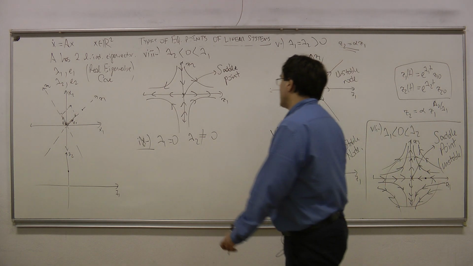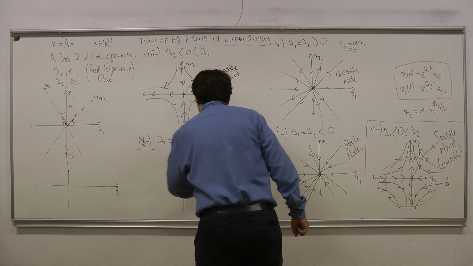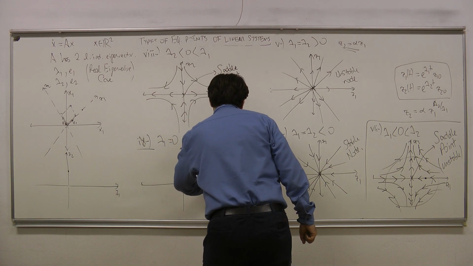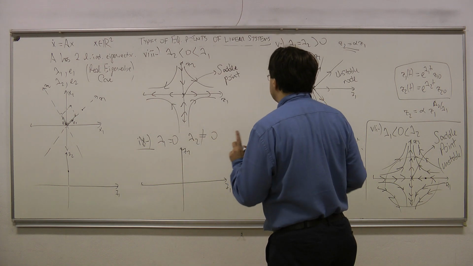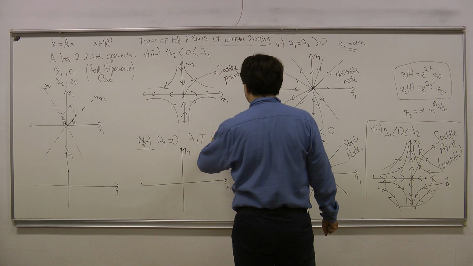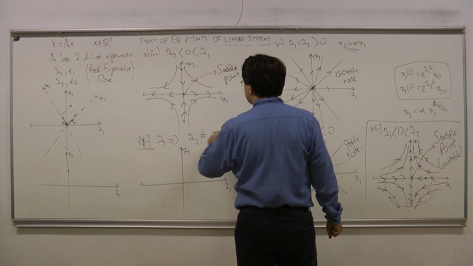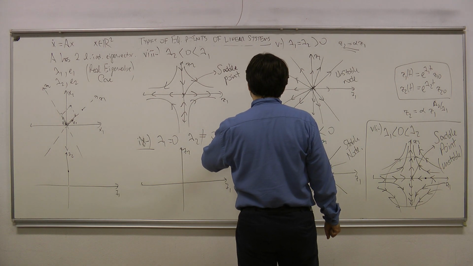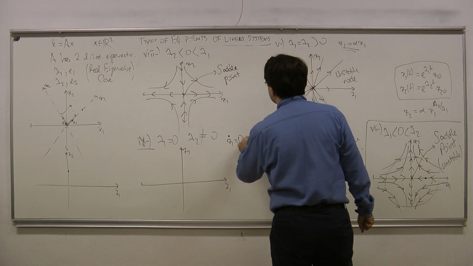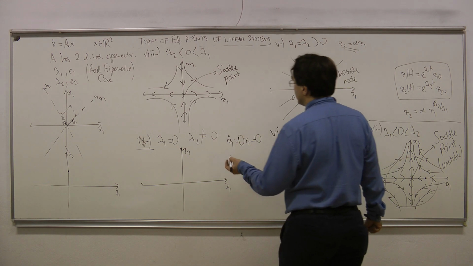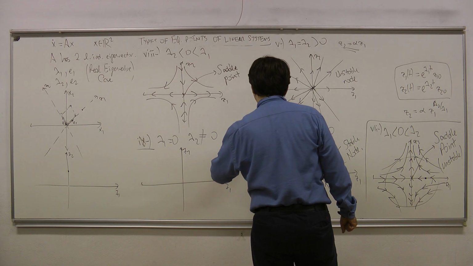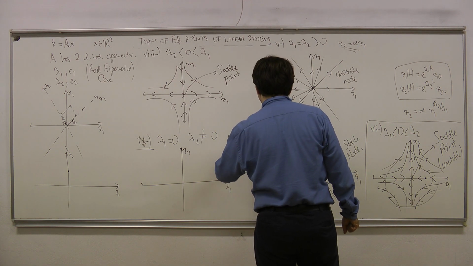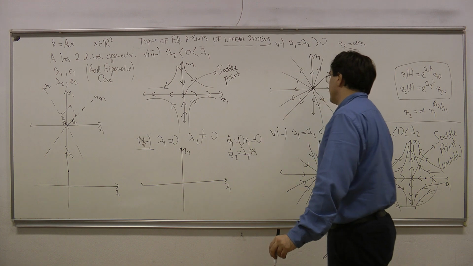All right? So I have here Z1 and Z2. Now let me look at the Z1 and Z2 system. Z1 dot is equal to lambda 1, which is 0, times Z1. So Z1 dot is 0 here completely. Okay? And Z2 dot is equal to lambda 2 times Z2. Okay? This is my decoupled system.